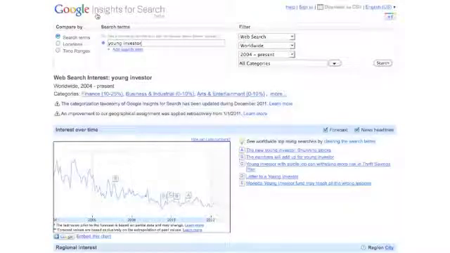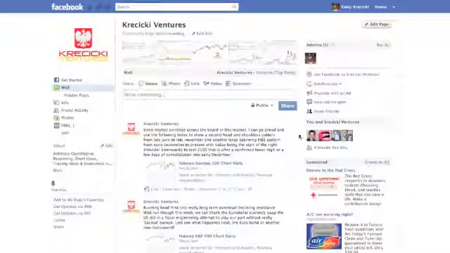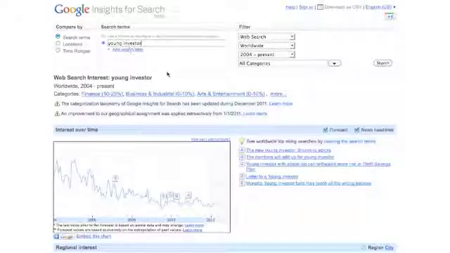you want to go to google.com and type in insights, or insights for search. Once you've opened up the page, type in a keyword that pertains to your business. We want to focus on young investors and young entrepreneurs because this kind of stuff interests them, and along with the businesses we invest in, such as FacebookMarketing.com. So young investors, our search term.